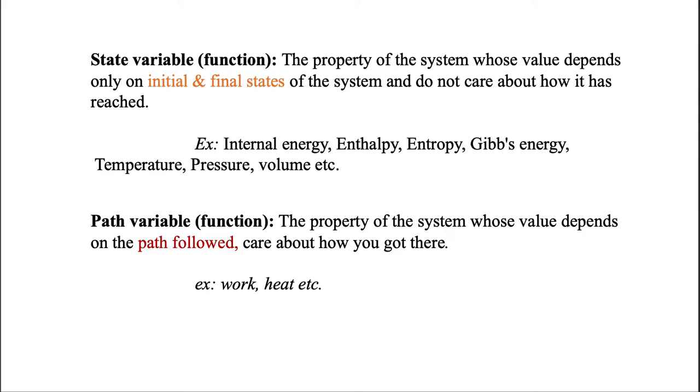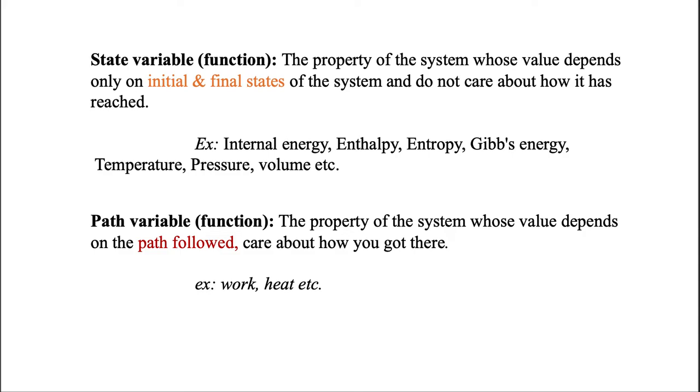They do not depend on the path, how a system in the initial state followed a path and reached a final state. That path that resulted in the change has no effect on these state variables or state functions. You can call some of them functions also, because they depend on the pressure, volume and temperature. And path variables or path functions, basically, they depend on how you come to that state.